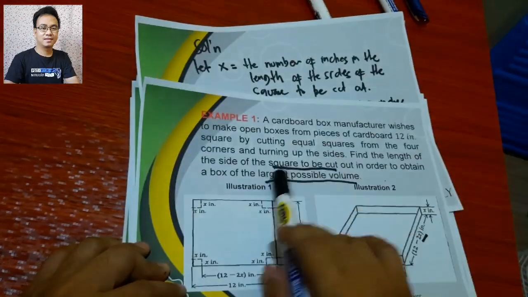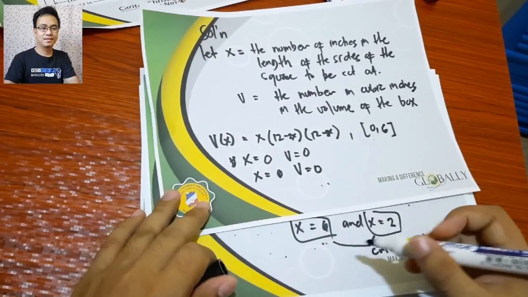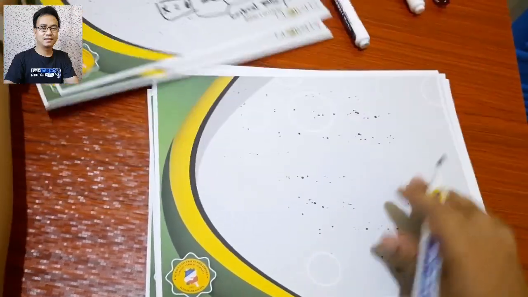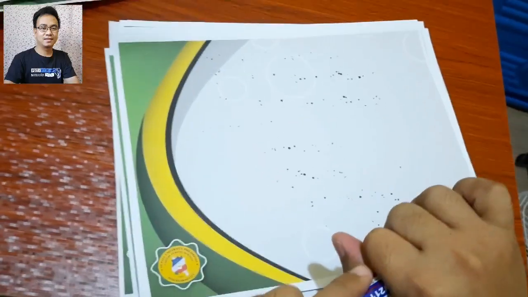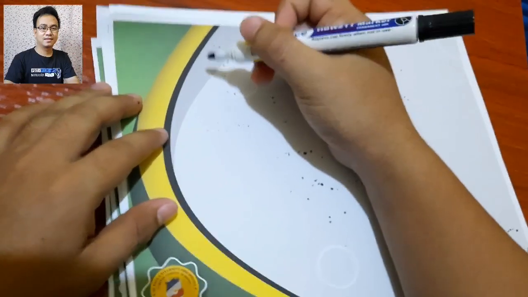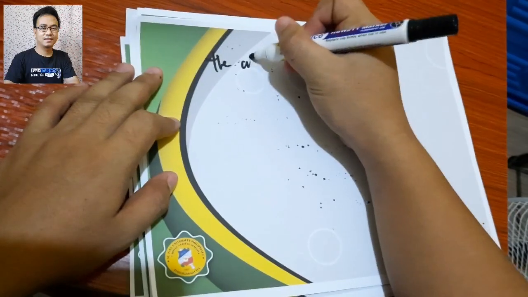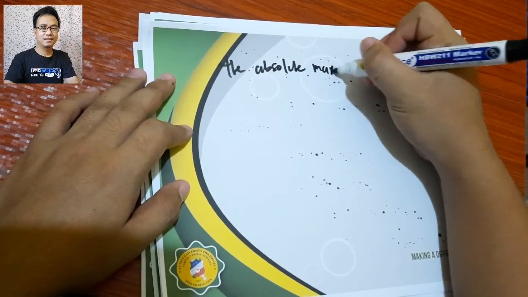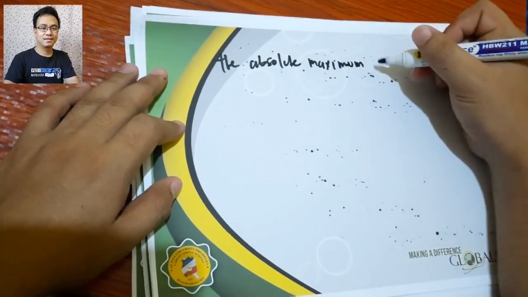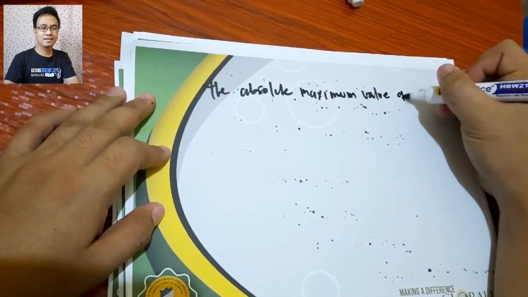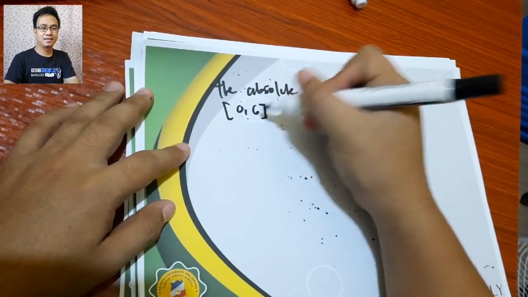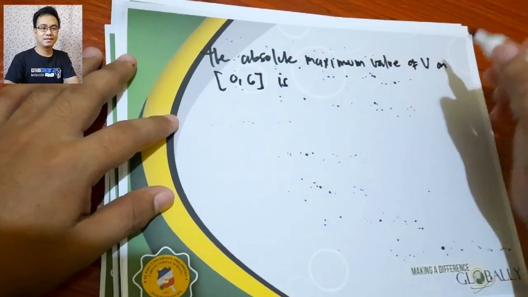At ang kukunin natin dito is the length of the side of the square to be cut out. So, disregard na natin ngayon ang value na 0 and 6. So, therefore, we can conclude that the absolute maximum value of V on our closed interval 0 and 6 is what?